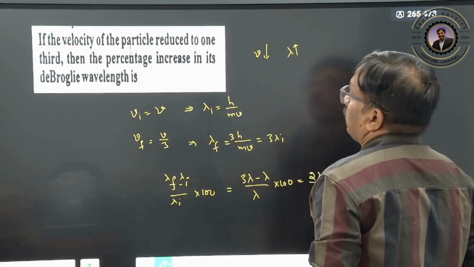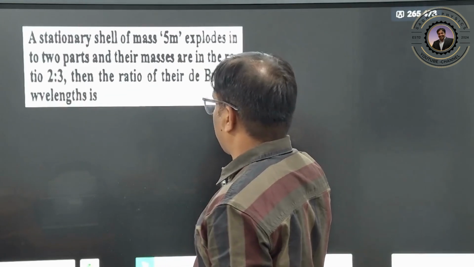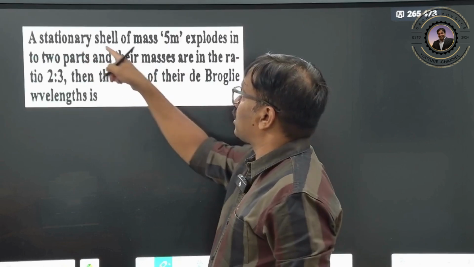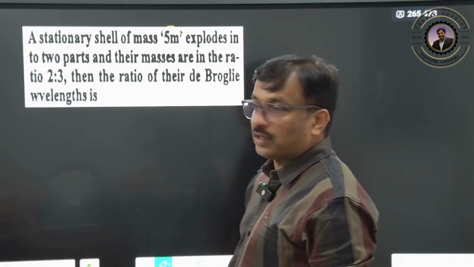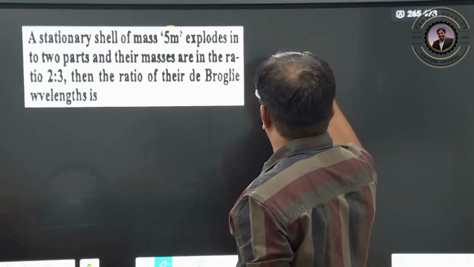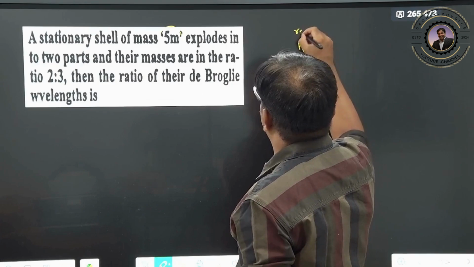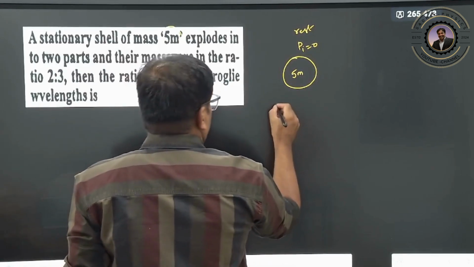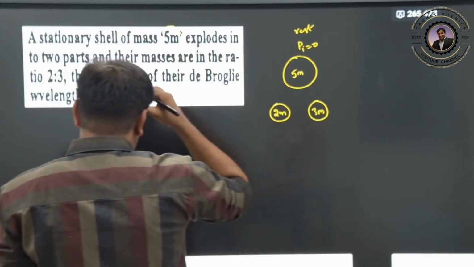Now, let us go for the next question. This also may cause slight confusion, but it's a very simple question. Listen. Here there is a stationary shell of mass 5m. It explodes into two parts of masses 2m and 3m. Find the ratio of their de Broglie wavelengths. Very simple one now. Initially, this is nothing but 5m. So initially the momentum was 0. Why? Because this is at rest. Clear? Now what happened? This exploded into two parts, 2m and 3m. So the initial momentum was 0.